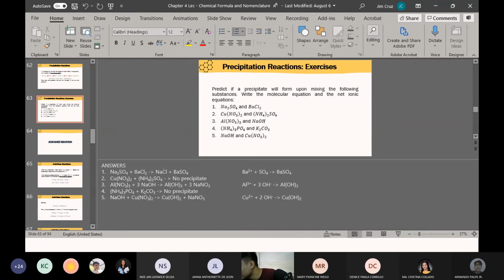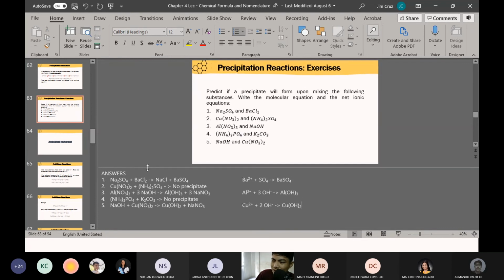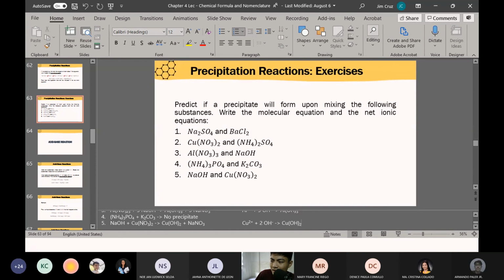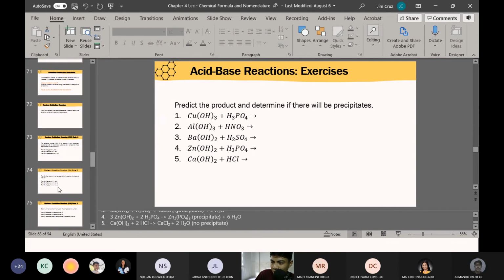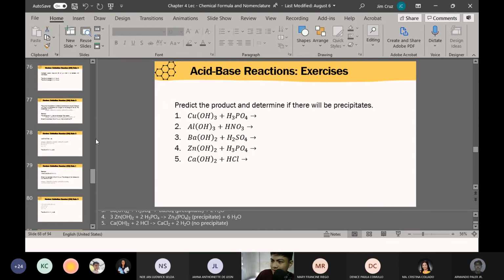Okay. So, andiyan yung ionic equation, molecular equation, the net ionic equation. Okay. So, yan. At binalance ko na yan. So, download nyo na lang, makikita nyo yan sa ilalim. Okay. Same as this one and for the other questions here.